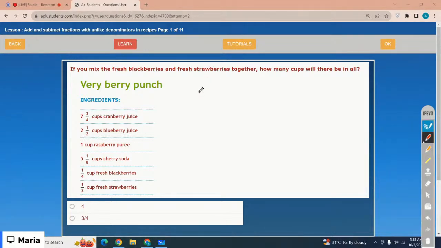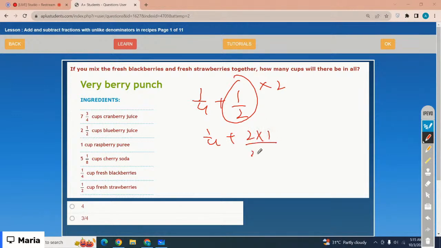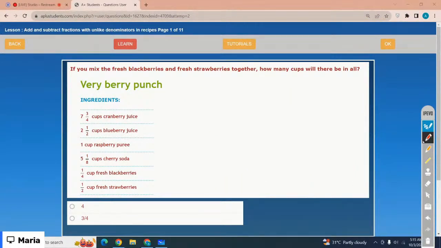No. You have to add 1 by 4 and 1 by 2. They have different denominators. First, you have to make their denominator the same. 2 times 2 makes 4. So you have to multiply this fraction by 2. It is 1 over 4 plus 2 times 1 is 2 and 2 times 2 is 4. It is 1 over 4 plus 2 over 4. Now they have like denominators. You can simply add their numerators. So it would be 3 over 4, right? So the correct option is 3 over 4, right?